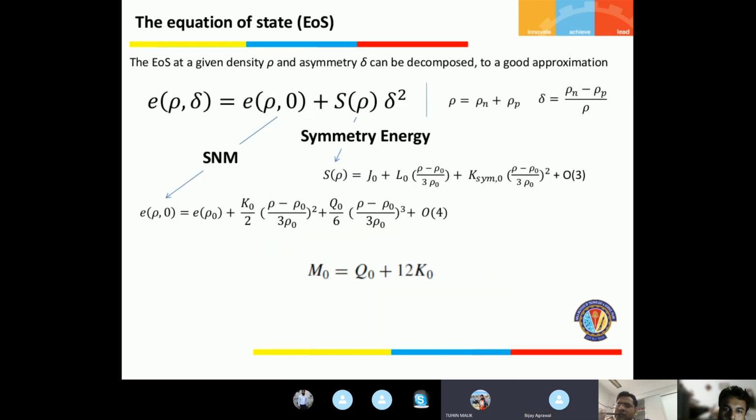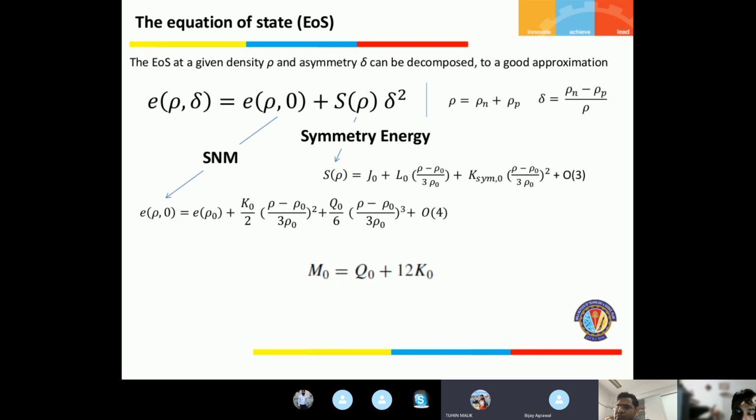Now, what is the equation of state? You can expand the equation of state in terms of the neutron-proton asymmetry. So in a good approximation, the equation of state is E of rho comma delta, where rho is the total density, neutron density plus proton density, and delta is the asymmetry, (rho n minus rho p) by rho. You can expand E of rho comma delta as E of rho comma 0 plus S of rho delta squared. Up to delta squared is a good approximation. E of rho comma 0 is the equation of state of symmetric nuclear matter, where the asymmetry is 0, and S of rho is nothing but the symmetry energy of the equation of state.